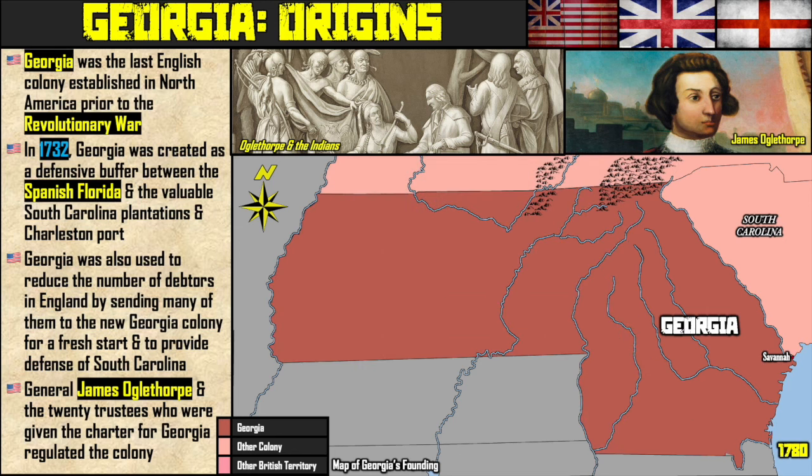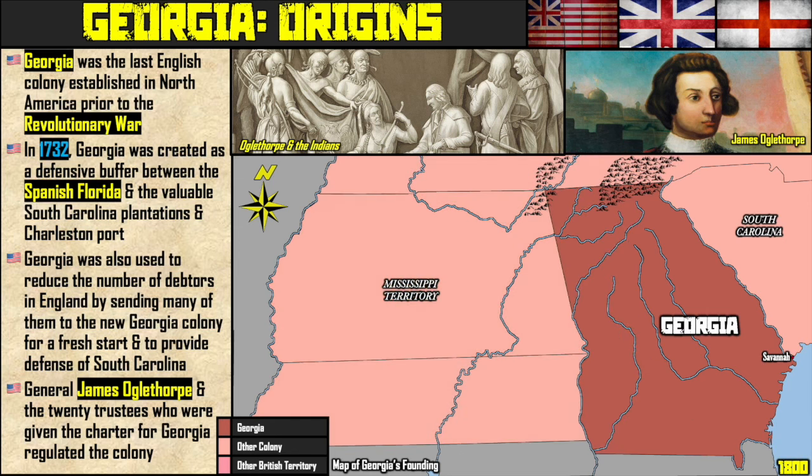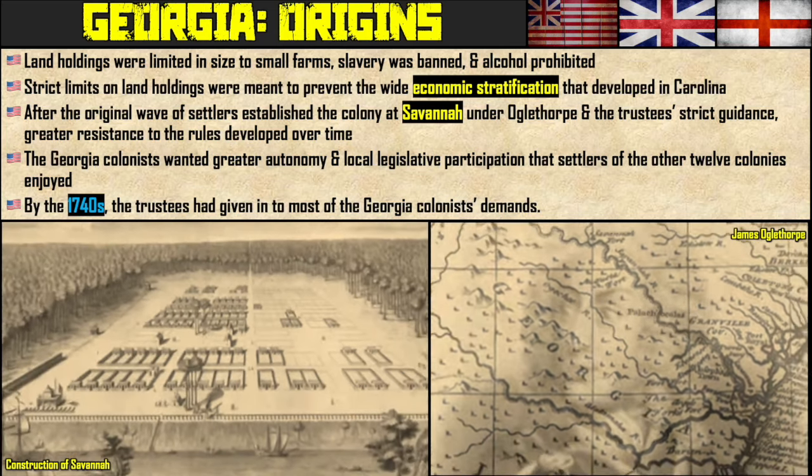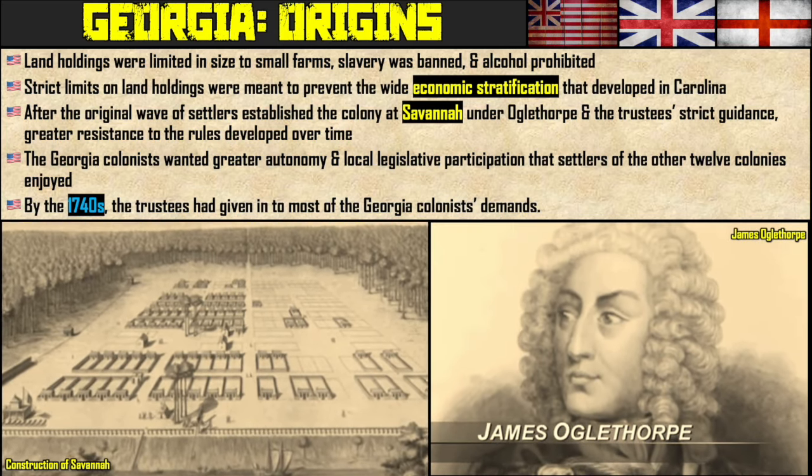General James Oglethorpe and 20 trustees who were given the charter for Georgia regulated the colony. Landholdings were limited in size to small farms, slavery was banned, and alcohol was prohibited. Strict limits on landholdings were meant to prevent the wide economic stratification that developed in the Carolina colonies.